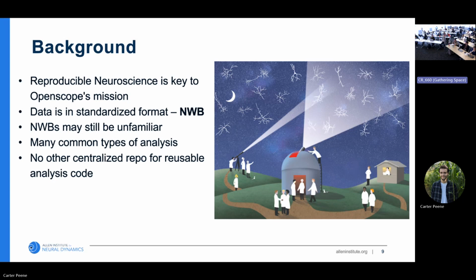But NWB's ecosystem was still kind of immature at the time, not super familiar to a lot of people. And there's also no central repository for analysis code that's super common, right? Which I'll go through in a little bit, some really common analytical techniques.